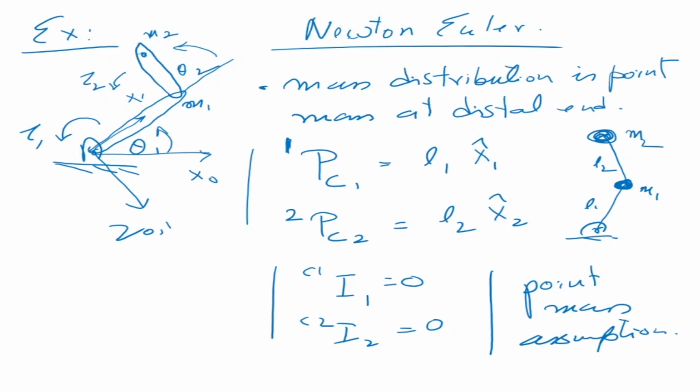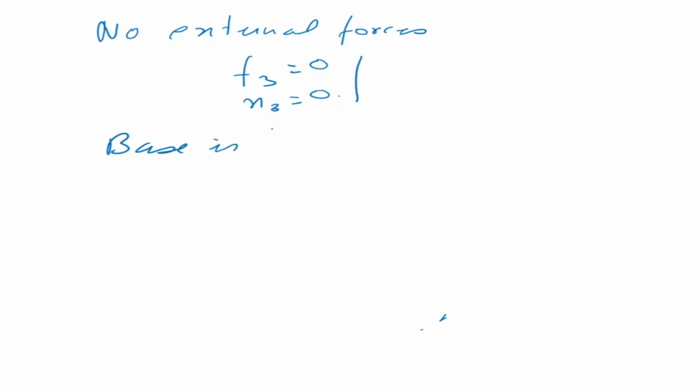Now the third thing is there are no forces acting. The other assumption we are making is that there is no force acting at the end effector, so no external forces. This means that F3 is equal to 0 and N3 is equal to 0. Now the base of the robot is not moving. This we know, the base is fixed. So the initial angular velocity omega 0 of the 0 frame is 0, and the velocity and acceleration are both 0.